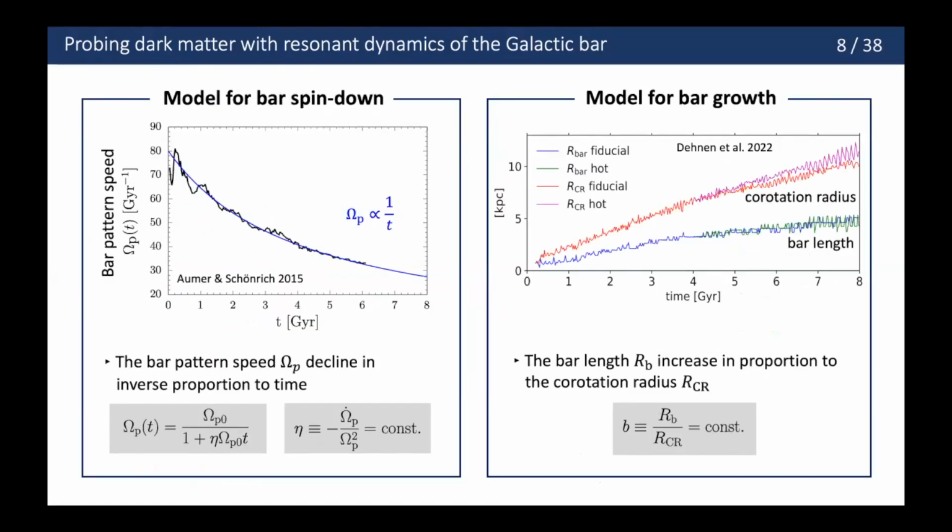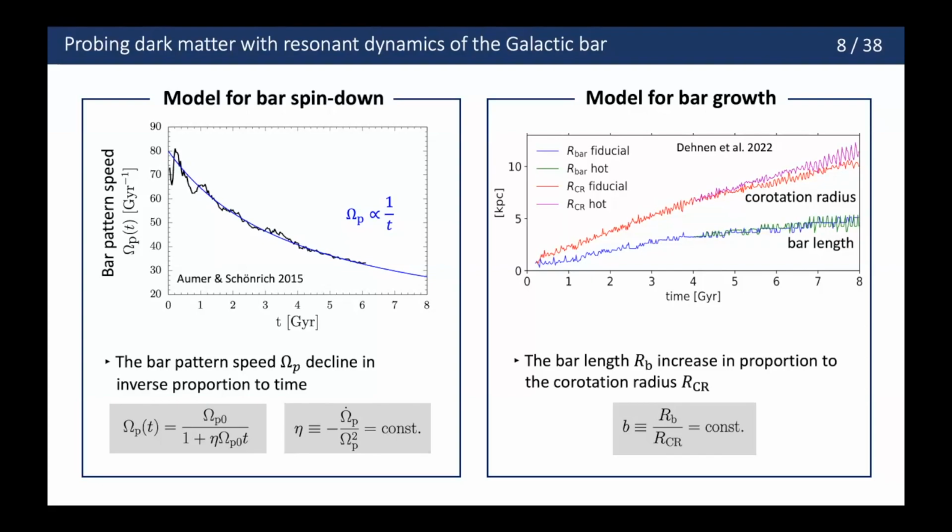So now I want to make the bar slow down, so I need a model for the bar's spin down. For the bar's pattern speed, N-body simulations actually show that the pattern speed doesn't decline linearly, but its slowing rate actually reduces over time. A good fit is given by a 1/t law. If I adopt this model, then the dimensionless slowing rate of the bar, which I defined as eta, minus omega_p dot over omega_p squared, becomes a constant. So I can very conveniently parameterize how fast the bar slows down with just one parameter.